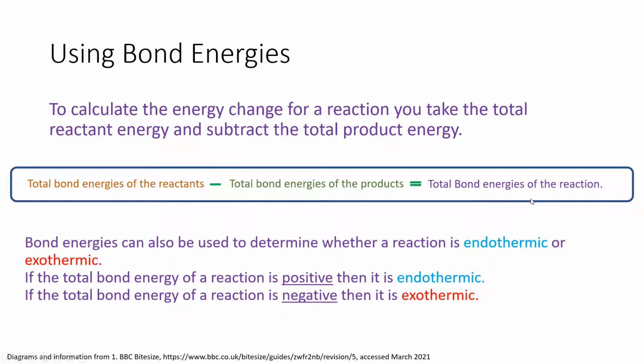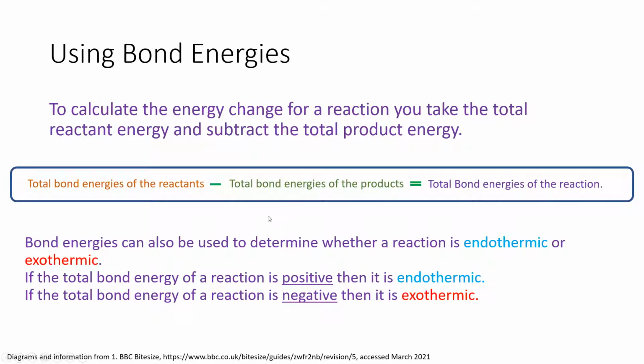Total bond energy can also be used to determine if a reaction is exo or endothermic. If the total bond energy is positive, the reaction is endothermic. And this is because the positive total bond energy means the reaction has gained energy from the beginning to the end, and endothermic reactions draw on energy from the surroundings. The opposite is true for exothermic. Its total bond energy will be negative, and that's because it releases energy to the surroundings.